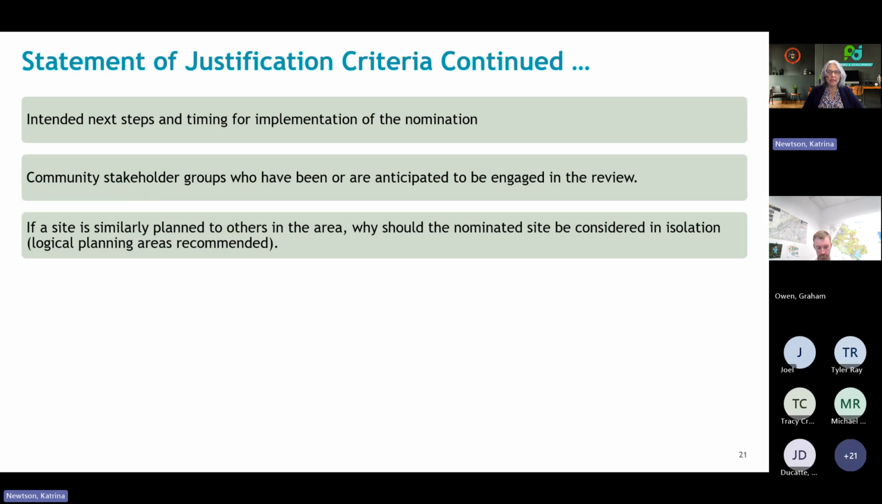The nominator should also indicate next steps for the nomination, such as submission of a development application or rezoning. Regarding engagement, the nominator should indicate if any engagement has been done, or what engagement with the community is anticipated. The statement of justification will also need to demonstrate that the proposed areas constitute a logical planning area. If the adopted plan recommendation for the nominated site is similar to the surrounding area, a question that's asked would be, why should the nominated site be considered in isolation?